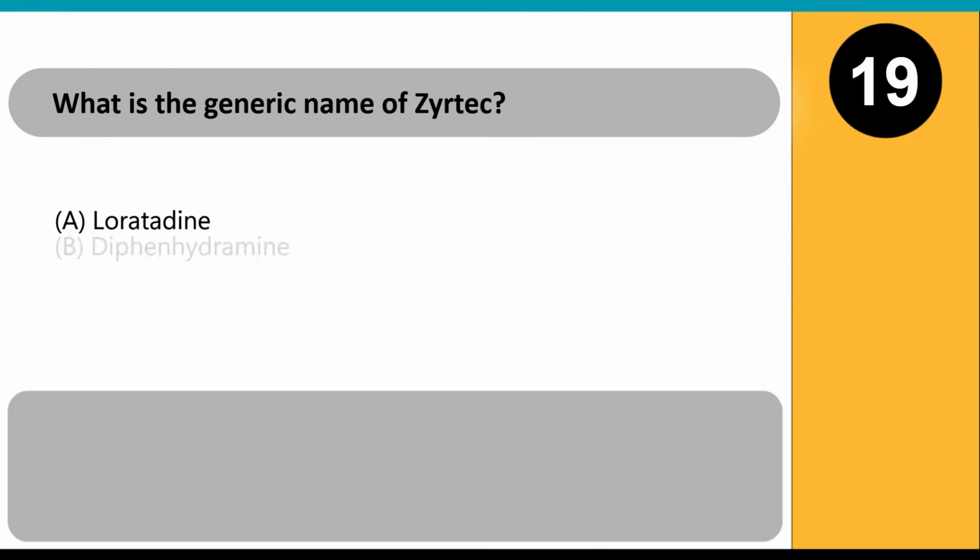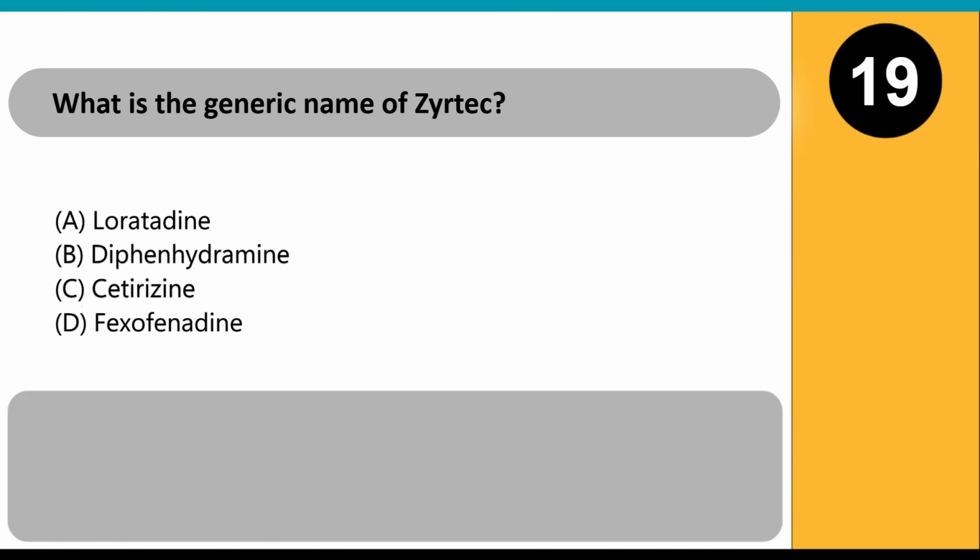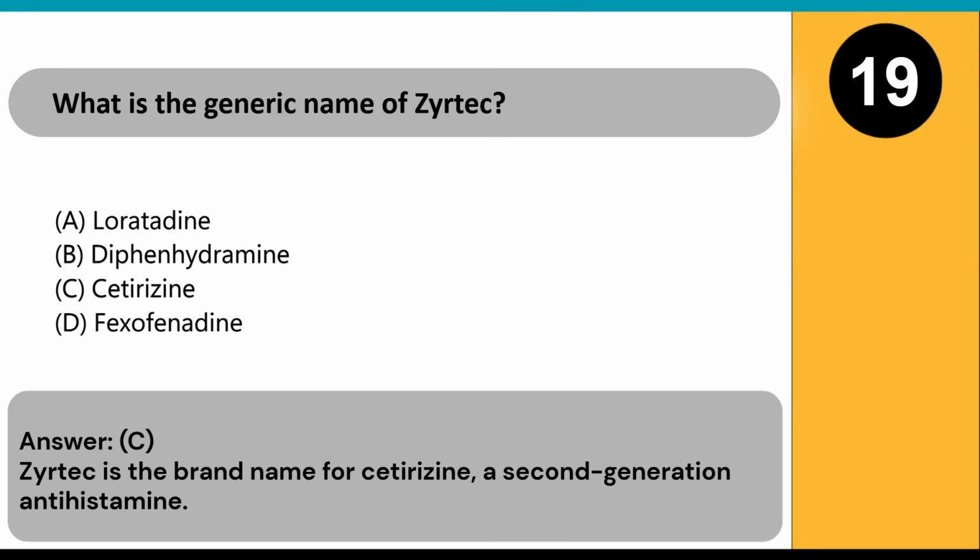What is the generic name of Zyrtec? A. Loratadine. B. Diphenhydramine. C. Cetirizine. D. Fexofenadine. Answer: C. Zyrtec is the brand name for cetirizine, a second-generation antihistamine.